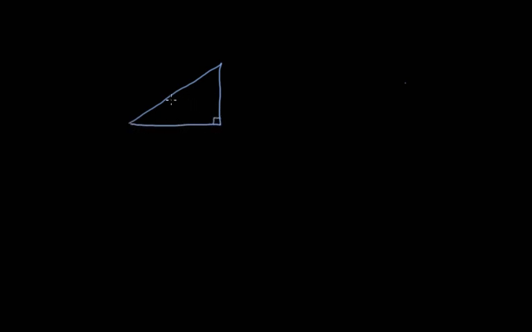So it's a right angle. If this is length a, this is length b, and this is length c, then in a right-angled triangle, the longest side is always the one opposite the right angle, and it's called the hypotenuse. Pythagoras' theorem says that c squared, so the length of the hypotenuse squared, is equal to the sum of a squared plus b squared.